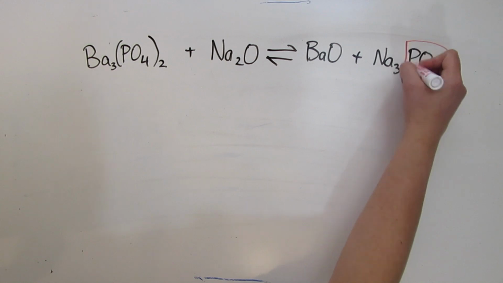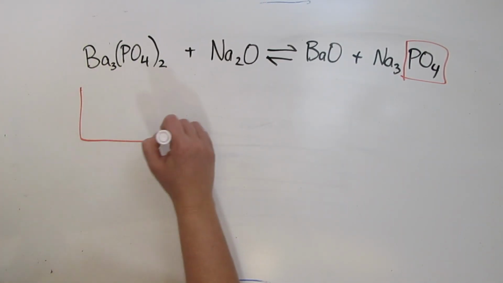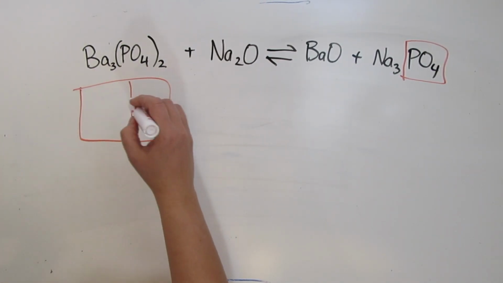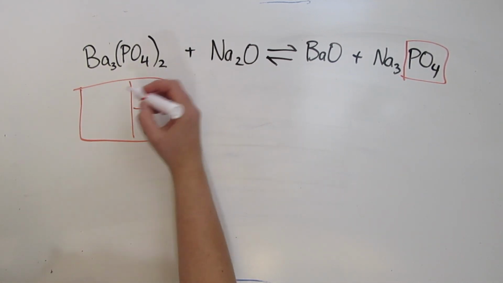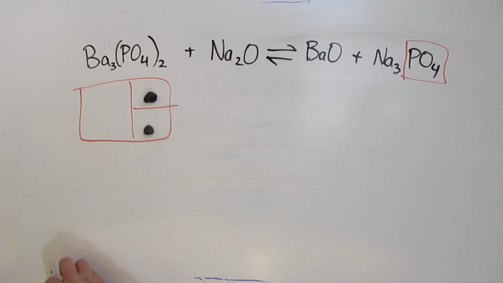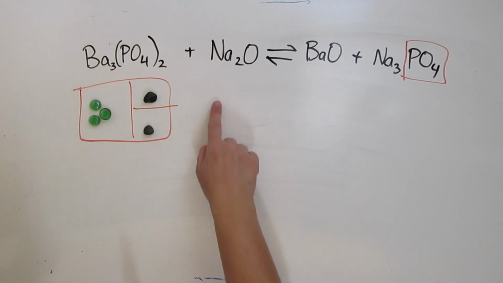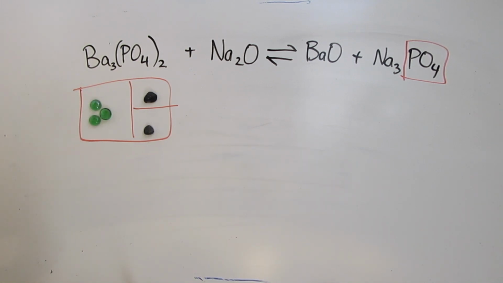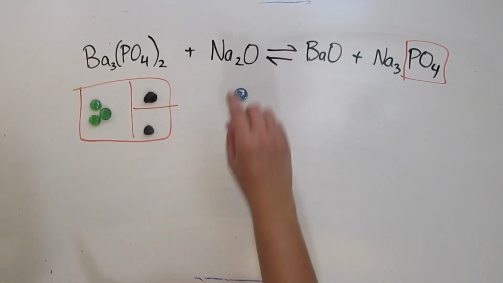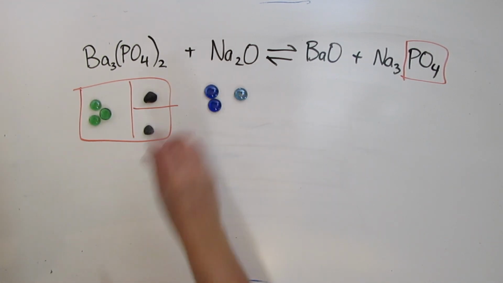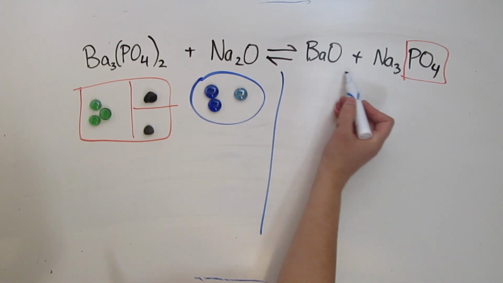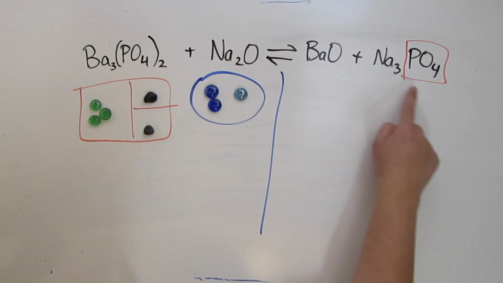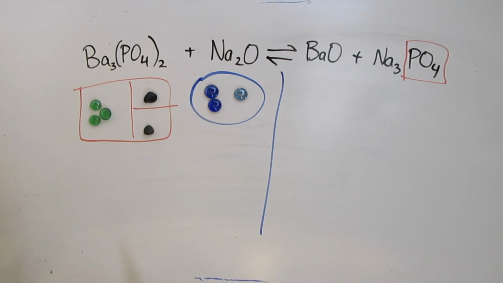And you can see that PO4 group over here as well, right? So what is this saying? This big package is composed of two of these PO4 groups and three bariums. That's our package, right? This group right here is composed of an oxygen and two sodiums. All right, and we're gonna make something that has barium oxide and sodium with this PO4 group.